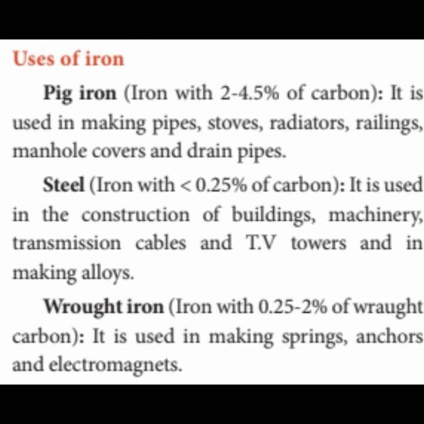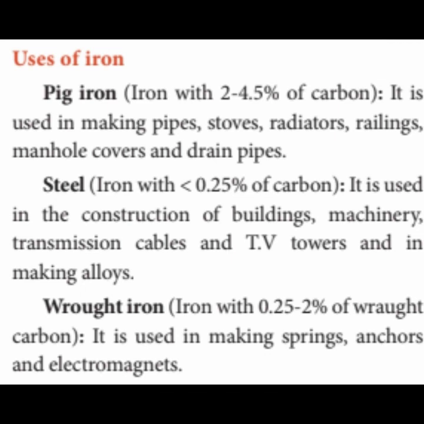Steel: iron with less than 0.25 percent carbon. It is used in construction of buildings, machinery, transmission cables, and TV towers, and in making alloys also. Wrought iron: iron with 0.25 to 2 percent carbon. It is used for making springs, anchors, and electromagnets. So these are the uses of iron and also the classification of iron based on their carbon content.